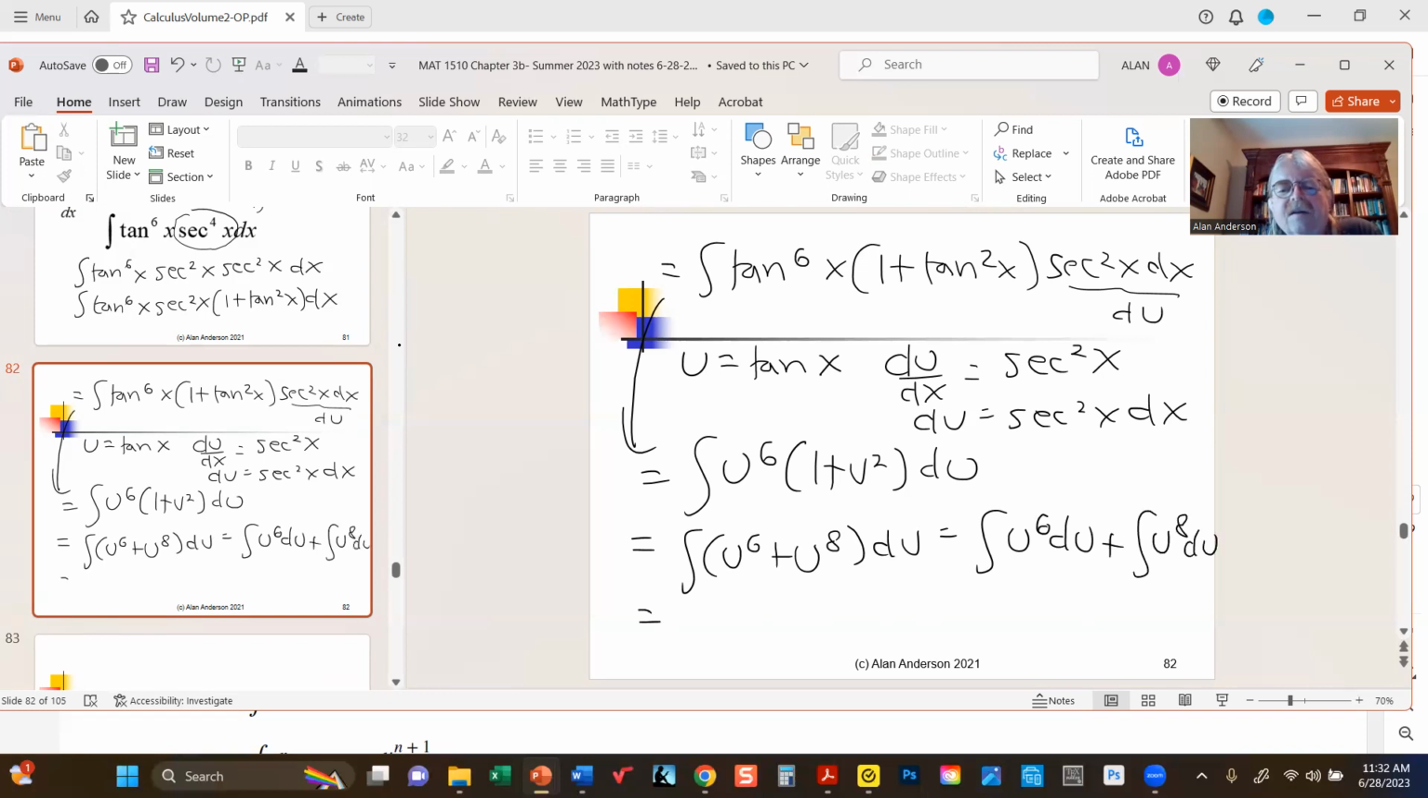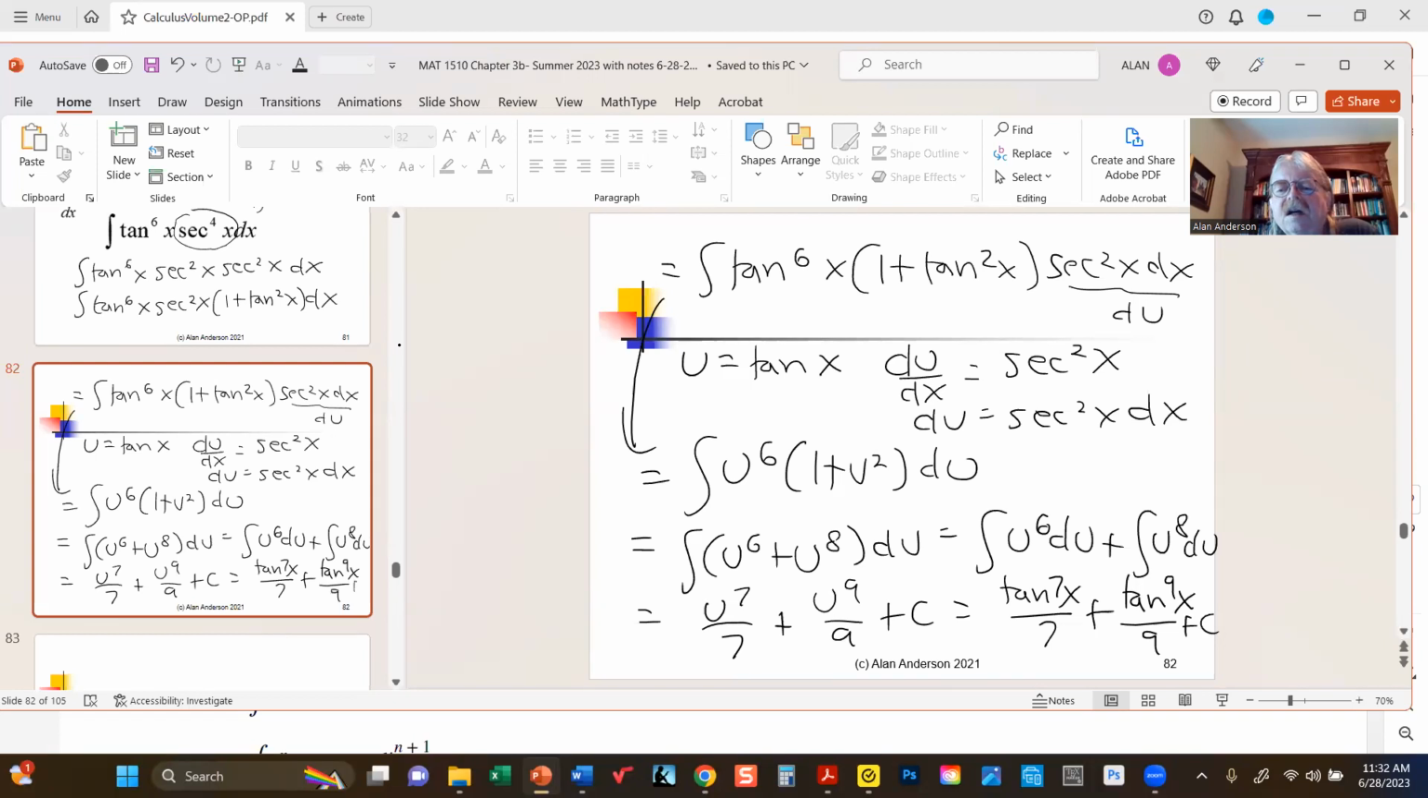Well, now we know how this works. Ultimately, it reduces to tangent to the seventh power of x over 7 plus tangent to the ninth power of x over 9 plus the constant. Okay, so that is how this one works.